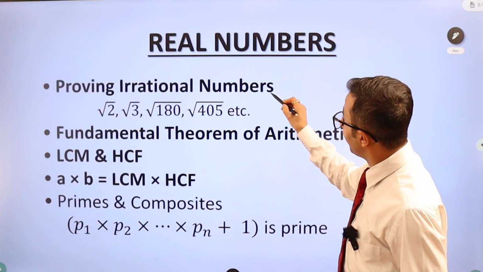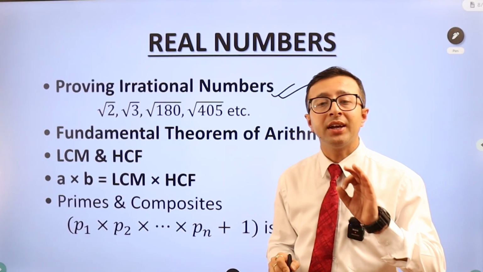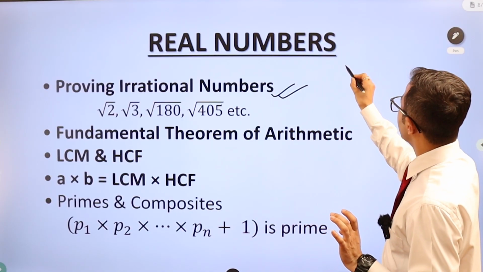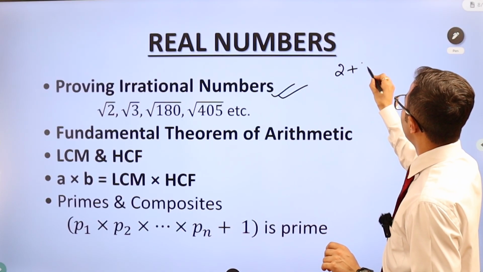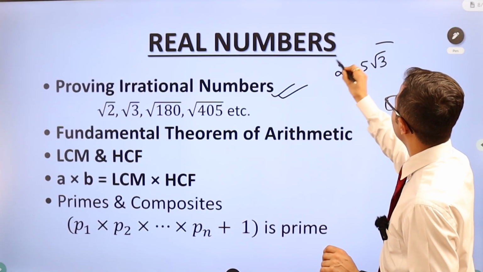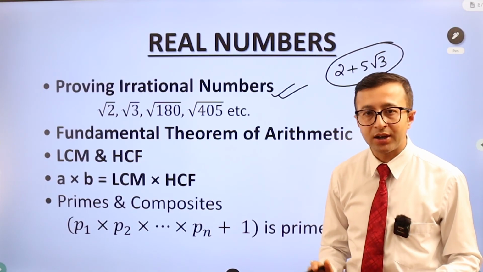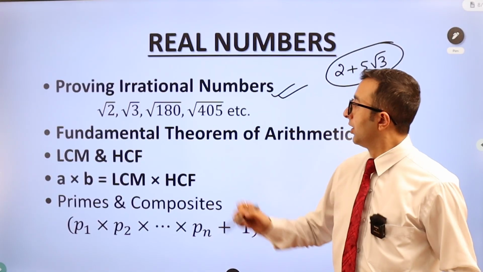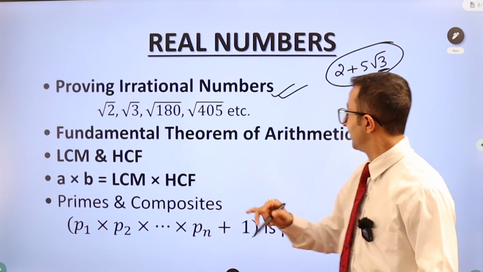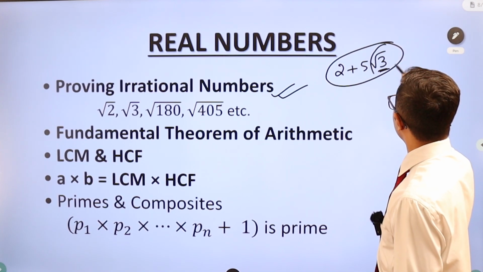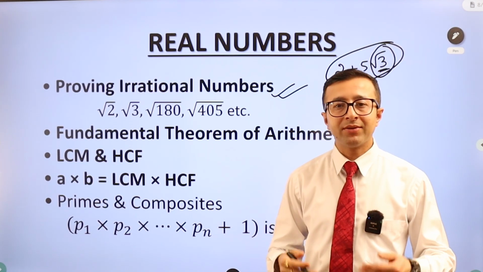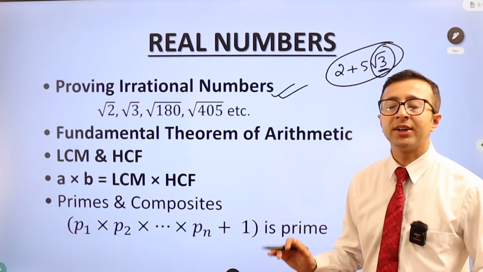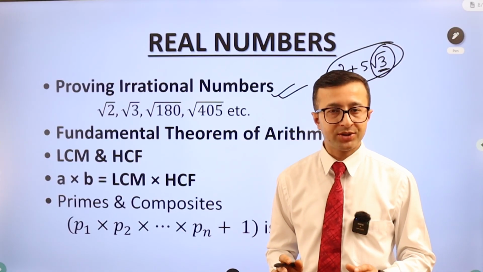And thus the proving irrationality section has three important parts. One is direct. Second, sometimes the question will be asked like this: 2 plus 5 root 3 is an irrational. You are supposed to prove this is an irrational number, where this root 3 will be given to us. That is already irrational. This first and second are direct. Another type is root over 180, root over 405. Such types of problems you need to practice.